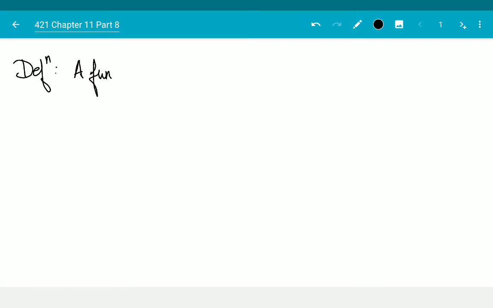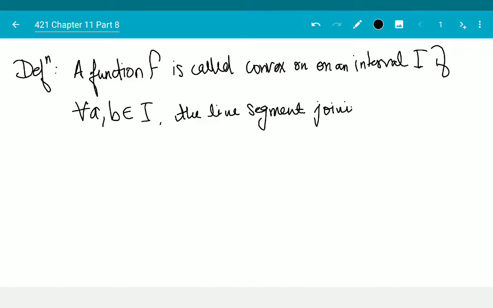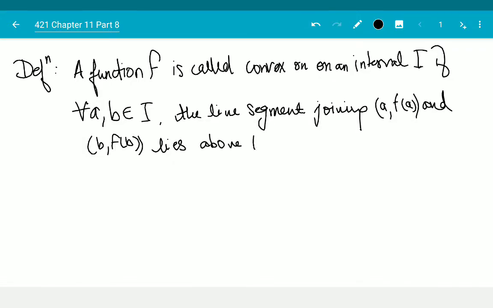A function f is called convex on an interval I if for every a, b in I, the line segment joining (a, f of a) and (b, f of b) lies above the graph of f.